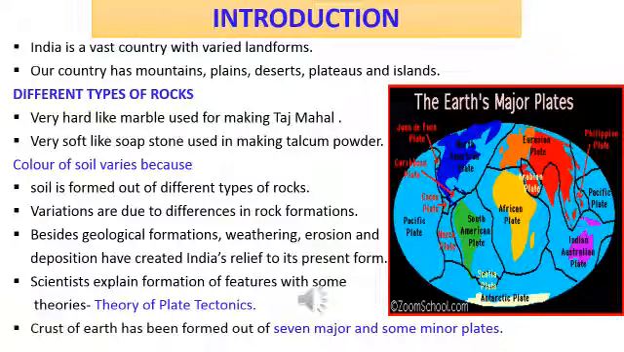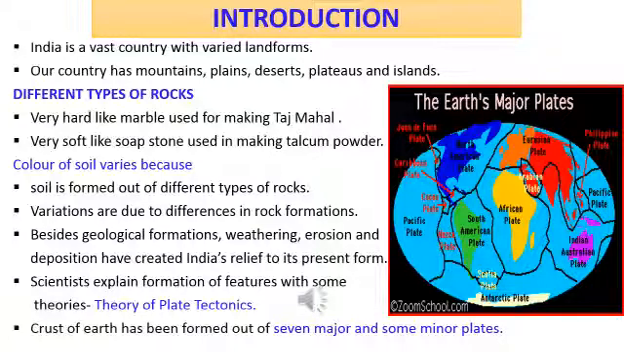We find different types of rocks. Some are very hard, like marble, used for making the Taj Mahal, and some are very soft, like soapstone, used in making talcum powder. The color of soil varies from one place to another because soil is formed out of different types of rocks. These variations are caused due to differences in rock formation.